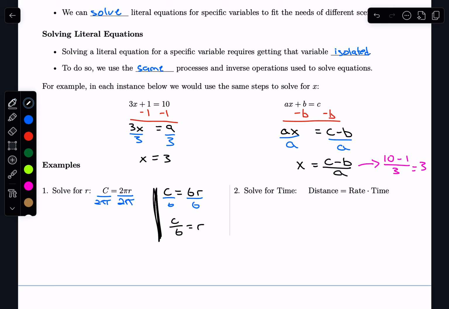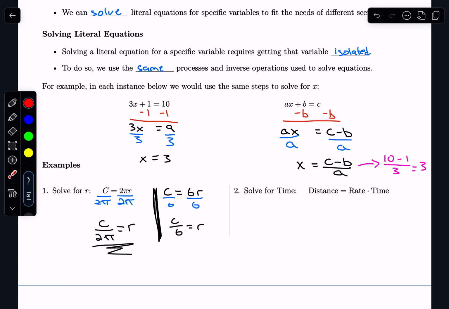When I simplify this now, the left side, nothing changes. Just c over 2 pi. There's nothing to simplify there. But on the right side, notice the 2 pi on top and the 2 pi on bottom cancel each other. So we're just left with r. So c over 2 pi equals r is this same formula solved for r.